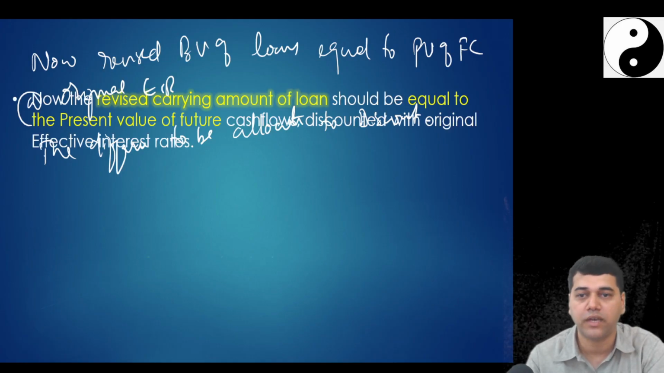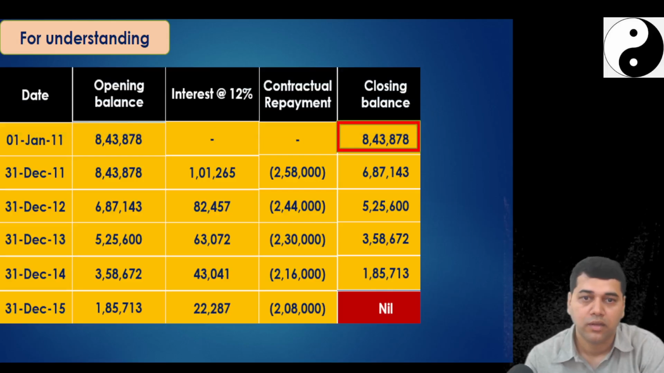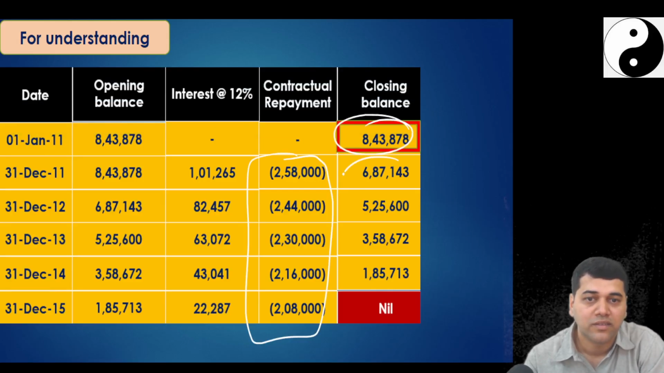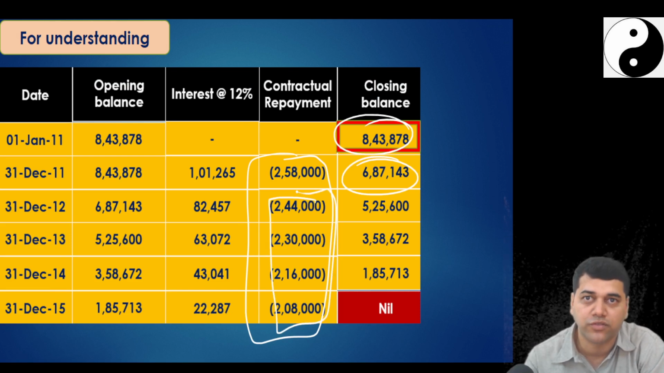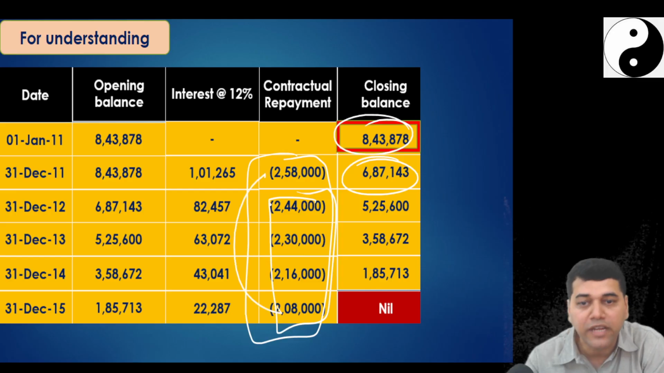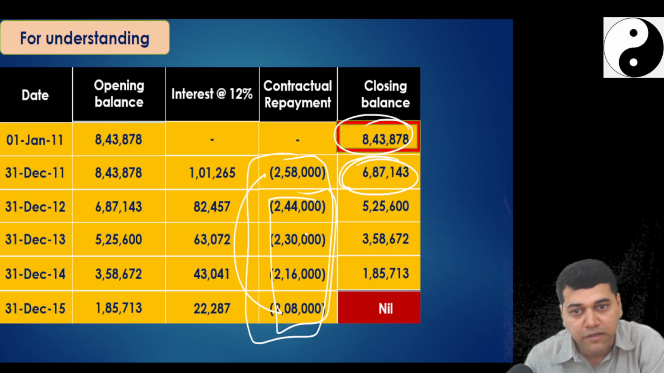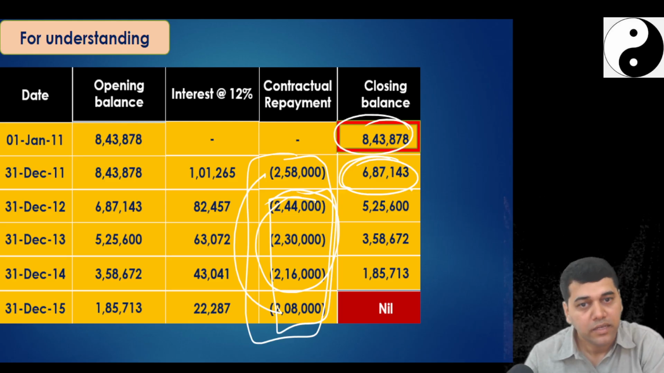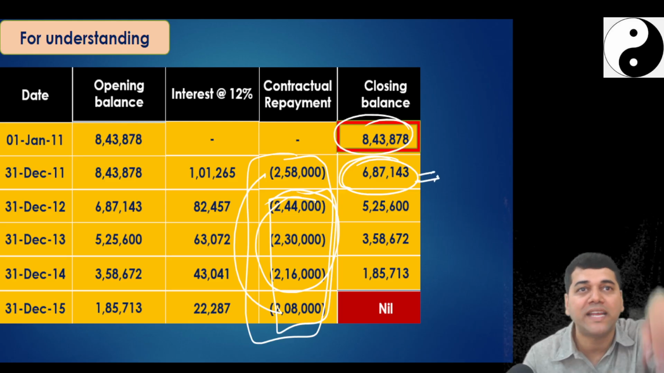I showed you one amortization schedule. Like 8 lakh 43 is nothing but the present value of the future cash flows. 6 lakh 87 is the present value of these cash flows. Now, if he is repaying 2 lakhs somewhere earlier, then whatever in the future he is supposed to pay, its present value should be the book value at the end of the year.